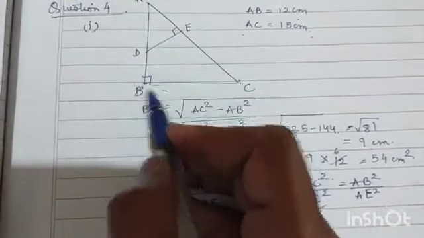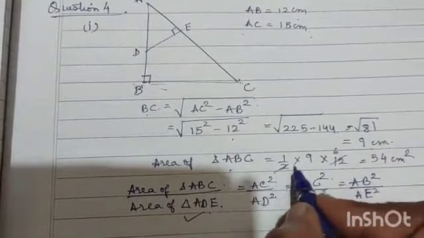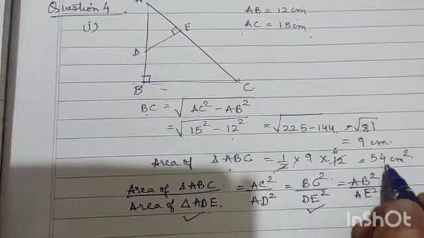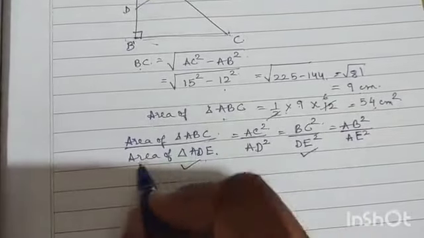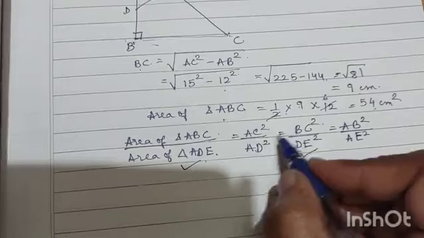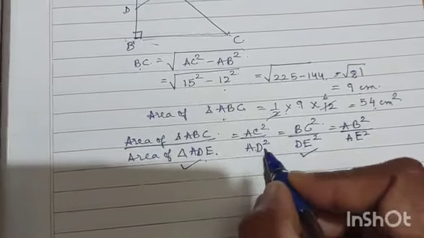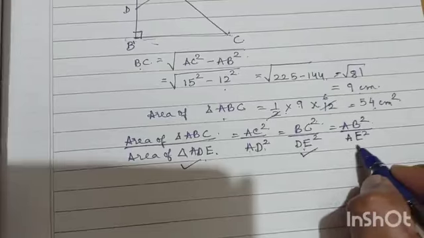And this triangle ABC is a right angle triangle, so we can find the area of triangle ABC as half base into height. So half into BC into 12, that comes to 54 centimeter square. So area of triangle ABC by area of triangle ADE, we get the ratio of the sides square. So AC square by AD square equal to BC square by DE square equal to AB square by AE square.